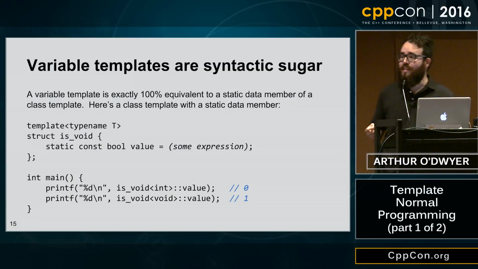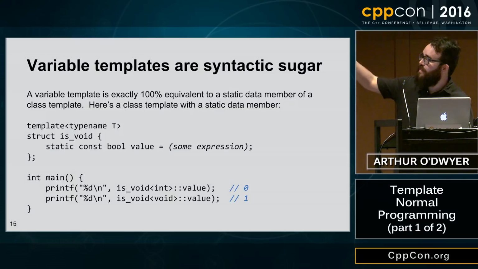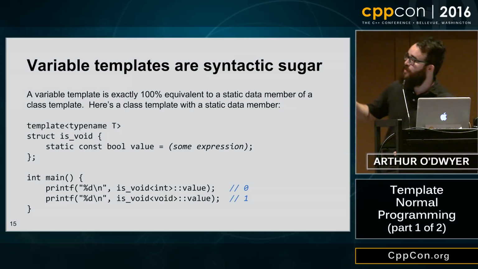So here we have an example of a class template with a static data member named value, and it's static, and it happens to be const bool, but those bits don't matter. And we can print out its value and so on, and forget the sum expression for now.